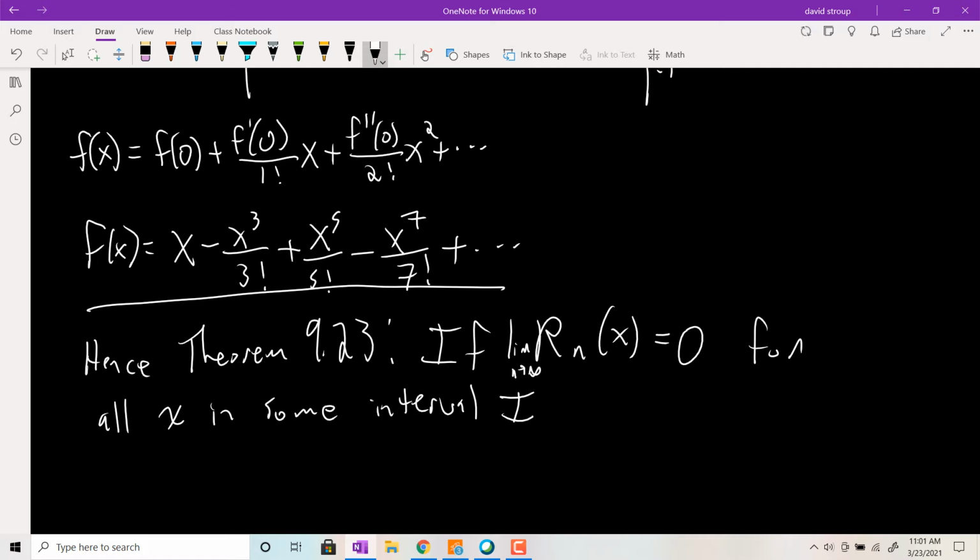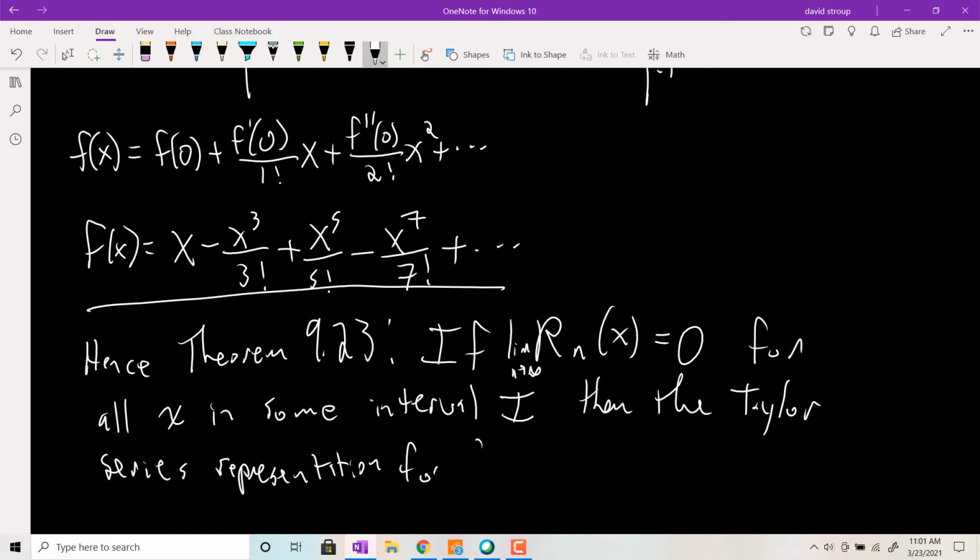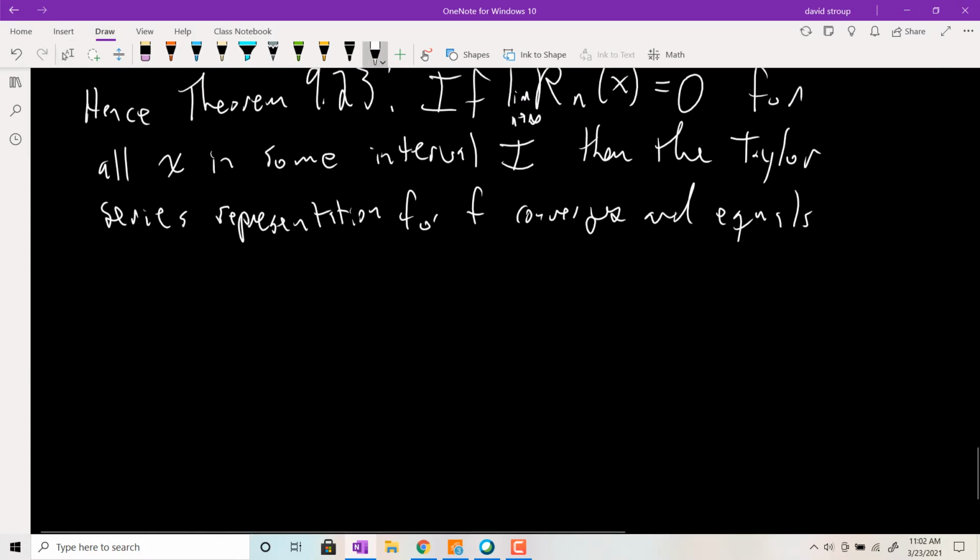Okay. So if the limit of that remainder function is 0 for all x in some interval I, then the Taylor series representation for f converges and equals the function it was representing.